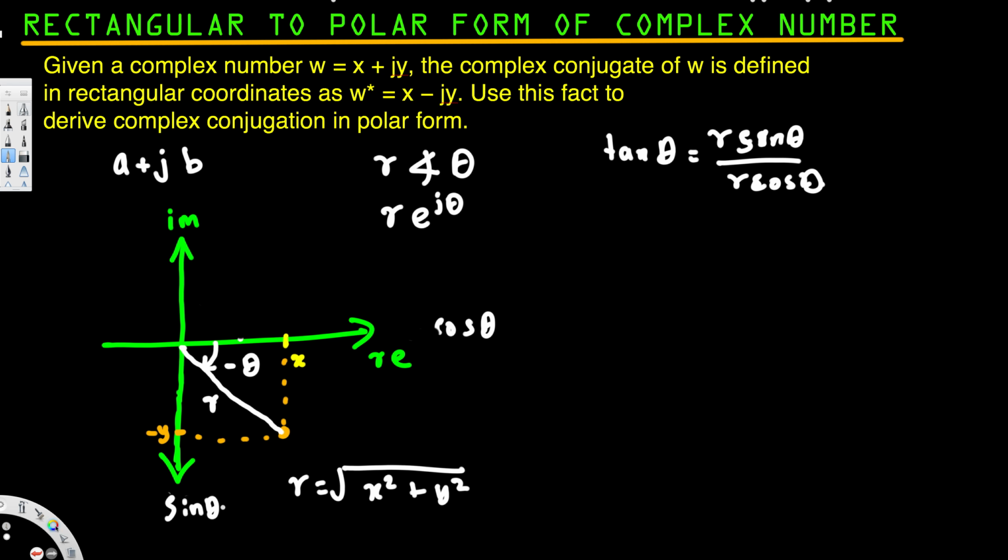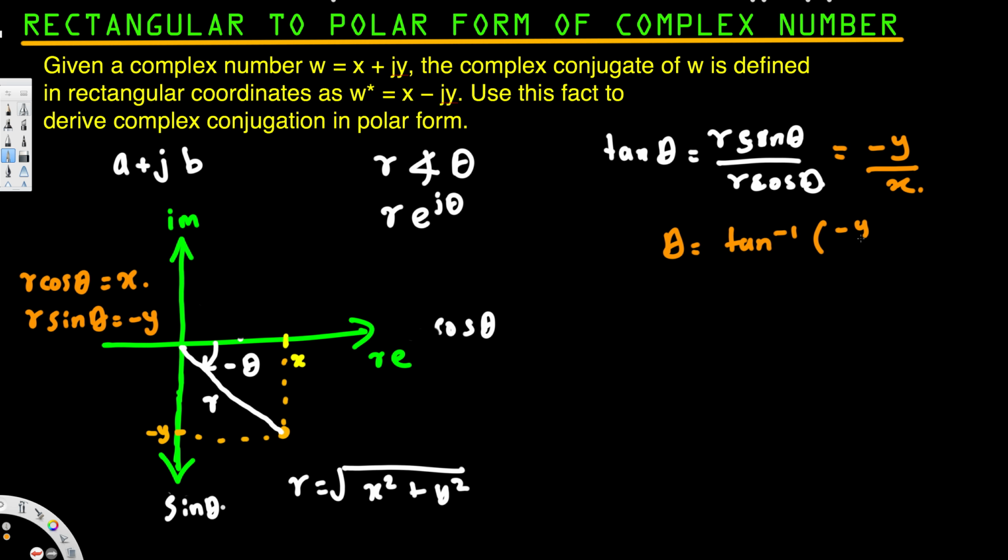Okay, here let's write this one with a different color. r cos theta is equal to x, and r sin theta is going to be negative y. So tan theta is going to be r sin theta over r cos theta. r sin theta is negative y, divided by x, and that's equal to tan theta. Therefore theta is going to be equal to tan inverse of negative y over x.